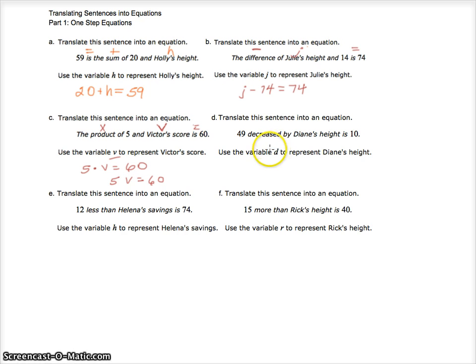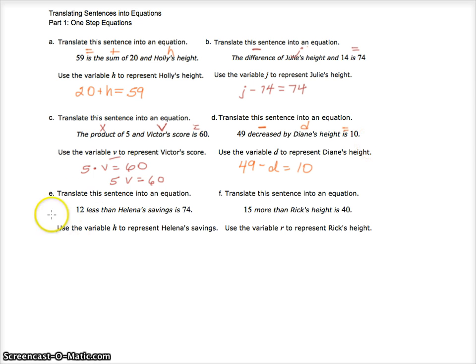In letter D, it says to translate 49 decreased by Diane's height is 10. So 49 decreased by Diane's height is 10. So what we need to look at, decreased means to subtract. Is equals, and Diane's height is D. Since we are taking Diane's height away from 49, we need to put 49 first. So 49 minus Diane's height equals 10.